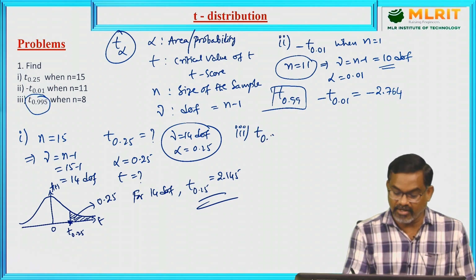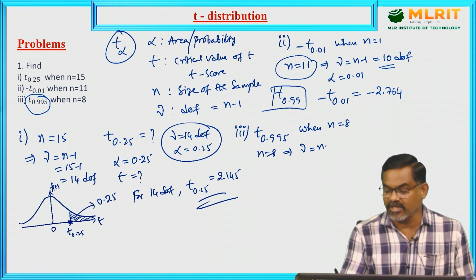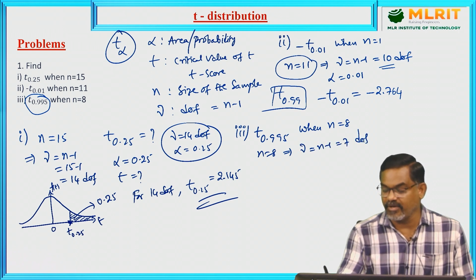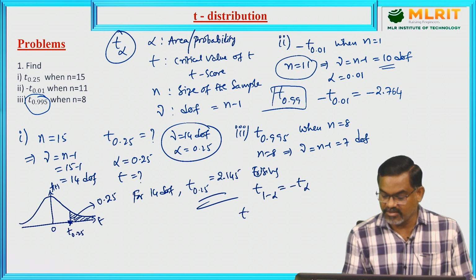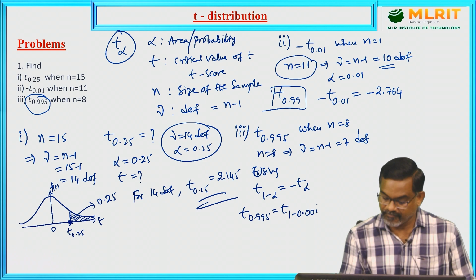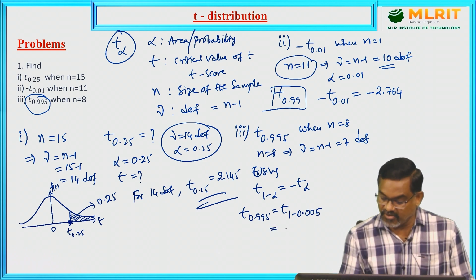And the third one, in the third problem t 0.995 is given, when n equal to 8. If n is 8, the degrees of freedom nu is n minus 1, which is 7. Using the property t 1 minus alpha is minus t alpha, this t 0.995 can be written as t 1 minus 0.005, which is equal to minus t 0.005.